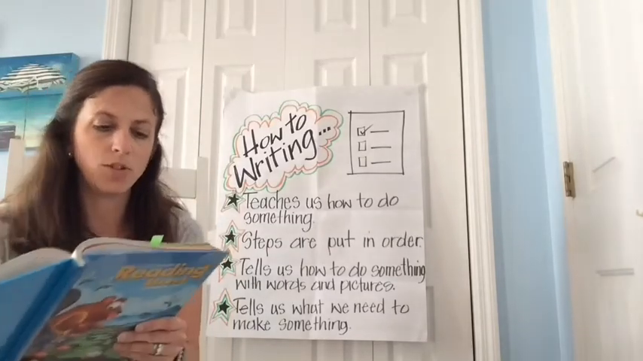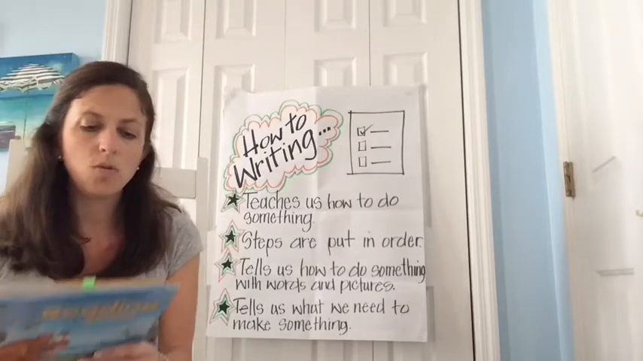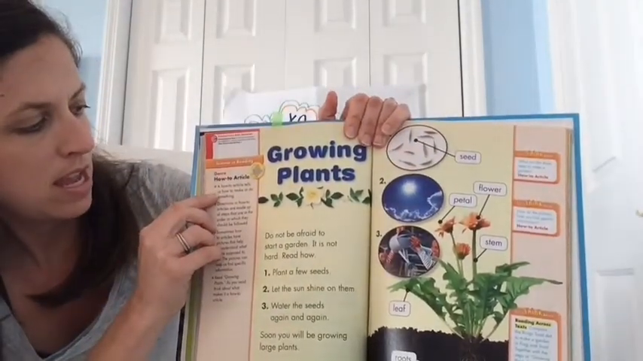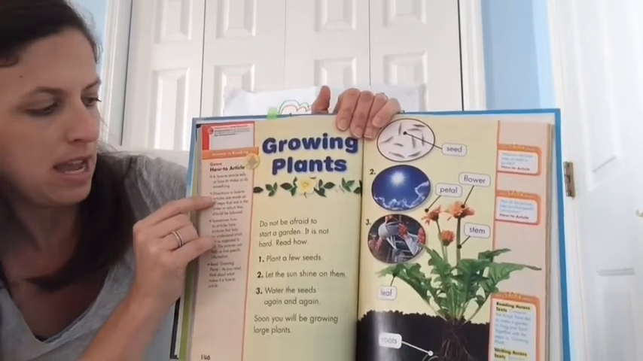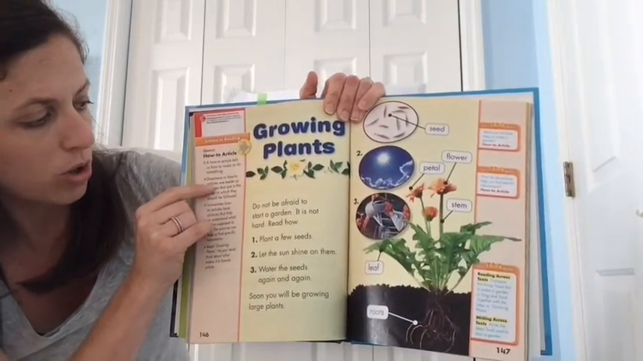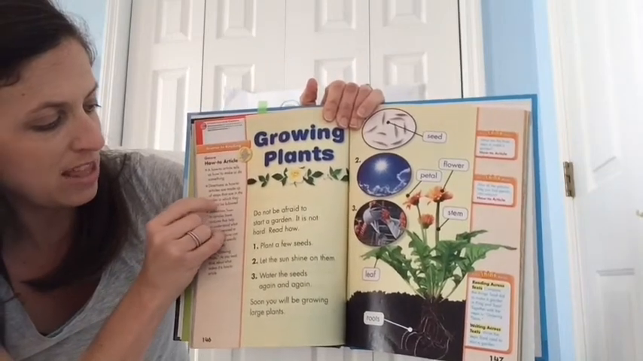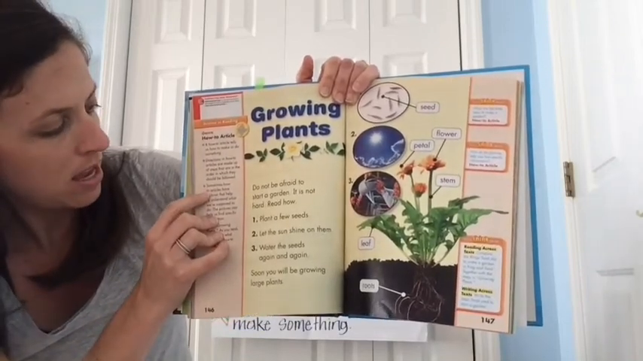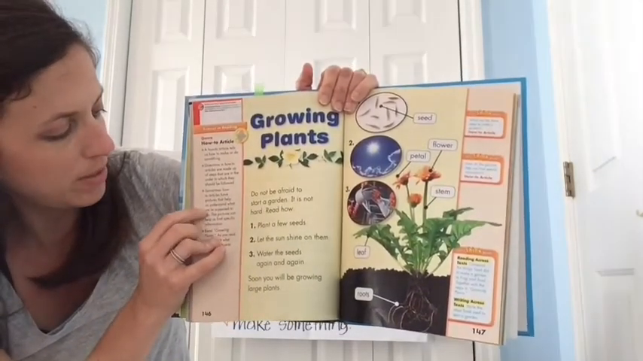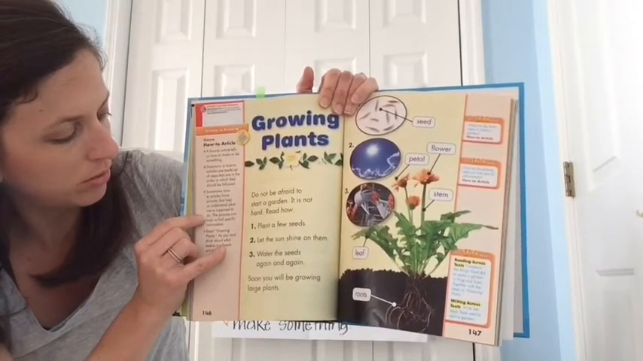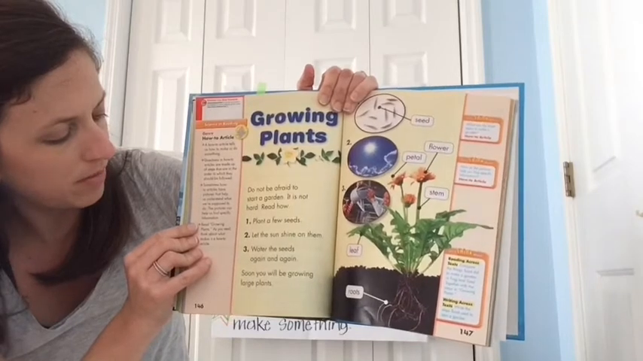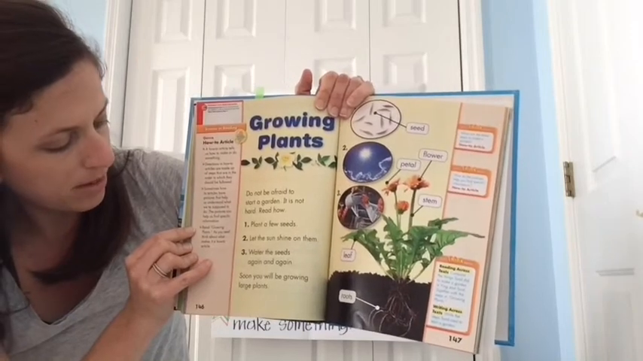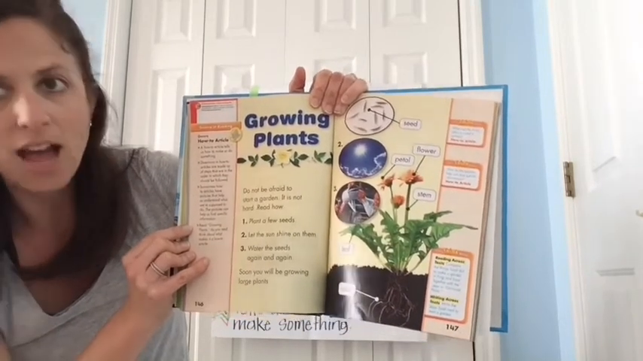So we're going to be reading this how-to article. And a how-to article tells us how to make or do something. It gives us directions. How-to articles are made up of steps that are in the order in which they should be followed. Sometimes how-to articles have pictures that help us understand what we're supposed to do. The pictures can help us find specific information. So we're going to read Growing Plants. And as we read, we're going to think about what makes it a how-to article.